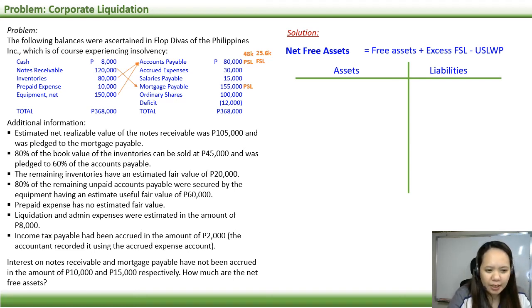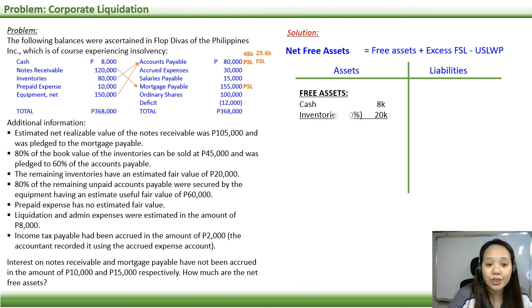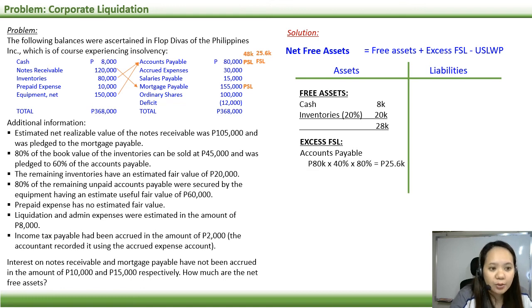The next, prepaid expense, no fair value. So, definitely, write-off mo yan. Liquidation, admin expenses, income tax payable. Okay, compute natin si net free assets. For the free assets, you have cash, 8,000. And then sa inventories na 20% na hindi naka-pledge, fair value is 20,000. Total, 28,000. Then for the excess of the fully secured liabilities, you have accounts payable na 25,600 yung fully secured liability na nakita natin kanina.